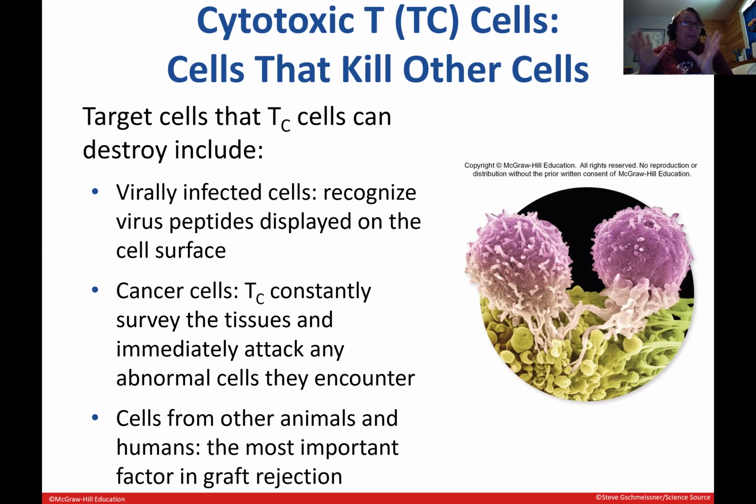If it recognizes cancer cells, now part of the problem with cancer cells is that they undifferentiate, so they don't have as many markers on the outside of their cells, and so it's easy for them to evade immune response. But in some cases, those cancer cells are recognized by the immune system, and the cytotoxic T cells would be the ones that go after that. And of course, any cell from any other animal or any other human that does not have markers that match our self set of markers, the cytotoxic T cells are the ones that go after that foreign tissue.